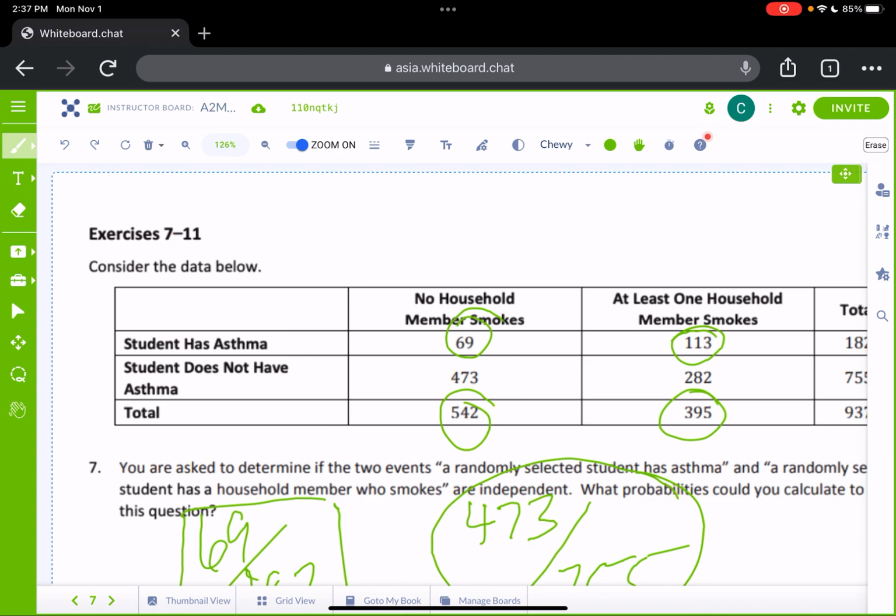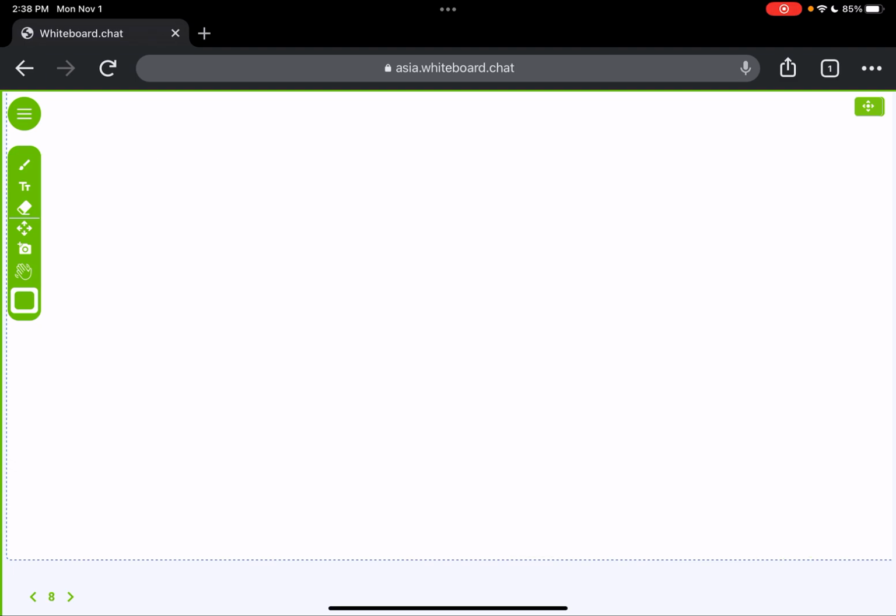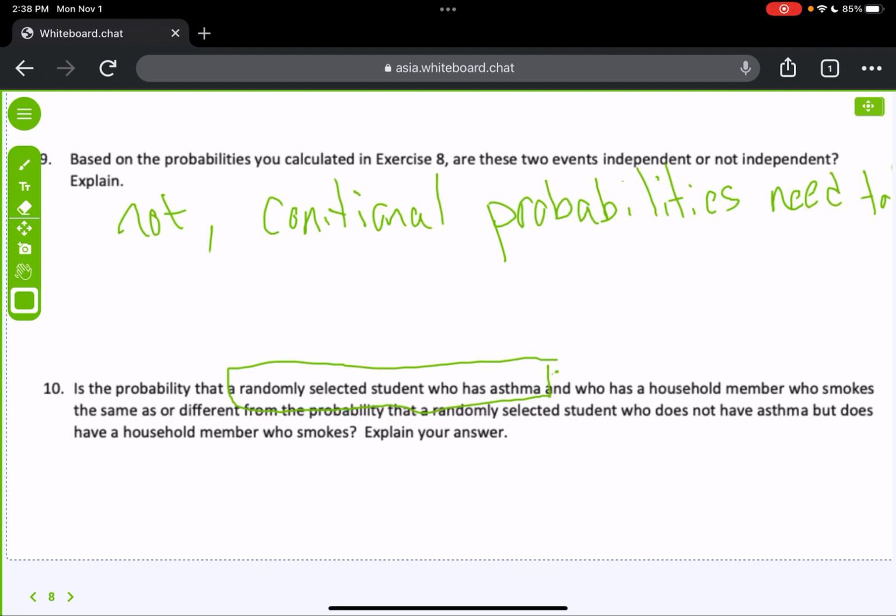Okay, so we're looking at these two categories here. We're going to look at the total randomly selected student and that has an asthmatic child. So that would be 113 over 182, and that's approximately 0.62.